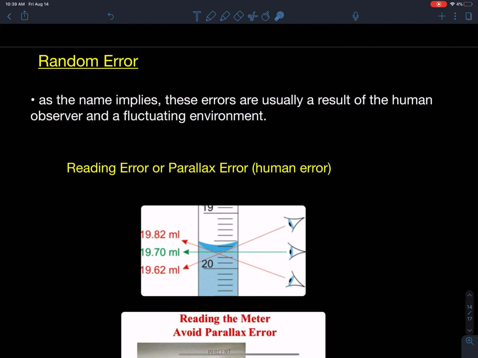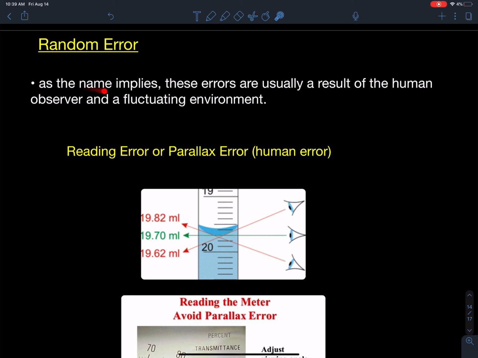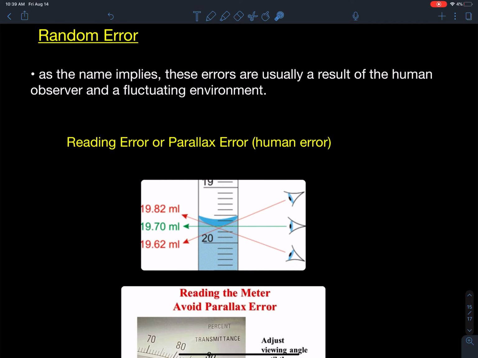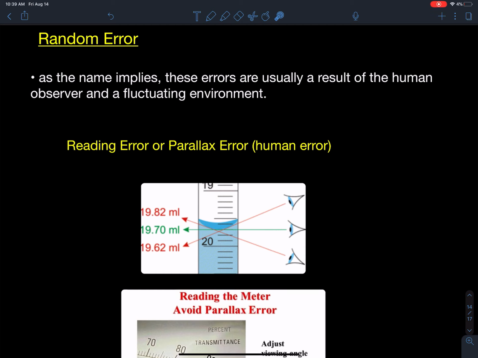All right. Now, random error, on the other hand, is a little bit different. As the name implies, these errors are usually a result of the human observer and a fluctuating environment. It's hard to have the perfect setup. As we know, in Ghana, it's hot. We got air conditioners. We got all these things that you put in your lab reports. Okay, and that is where it'll usually come in.